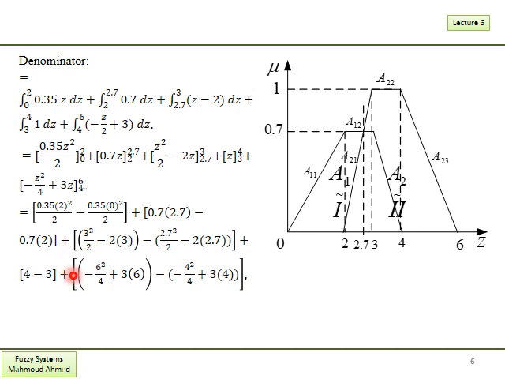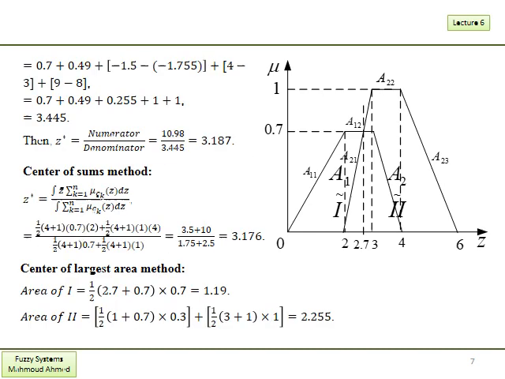We got at the end this value. So the defuzzified value z star is equal to the numerator value divided by the denominator, which is equal to 3.18. Okay. The next method is the center of sums.